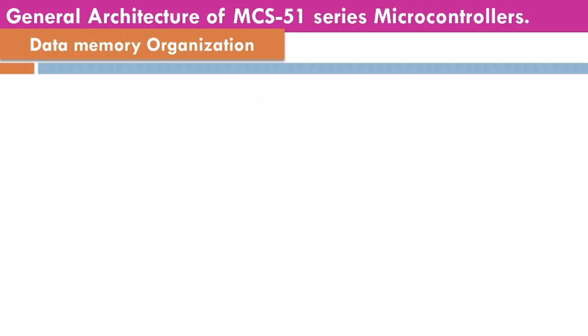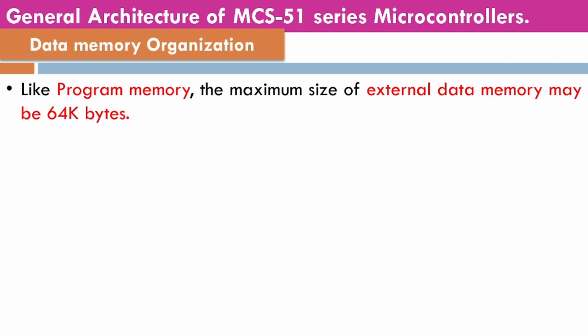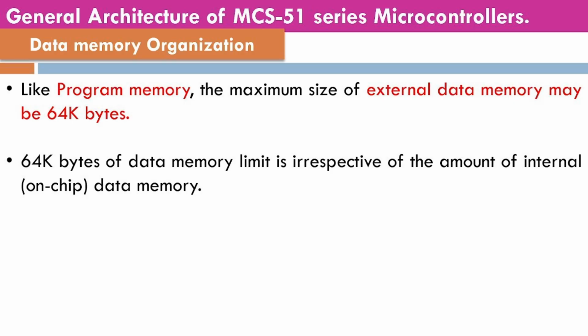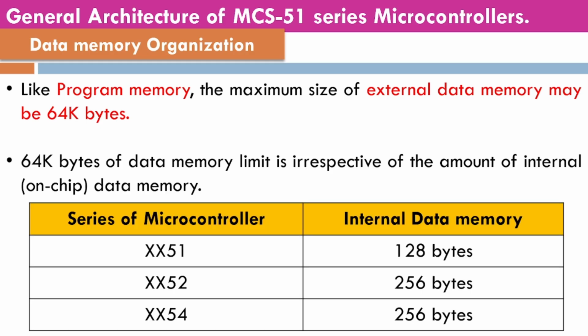Moving to data memory organization, the external data memory capacity mirrors the program memory with a maximum size of up to 64 KB. This 64 KB limit for data memory remains constant regardless of the amount of internal, on-chip data memory the device has. Speaking of internal memory, it varies by microcontroller series. The XX51 has 128 bytes, while both the XX52 and XX54 feature 256 bytes of internal data memory.